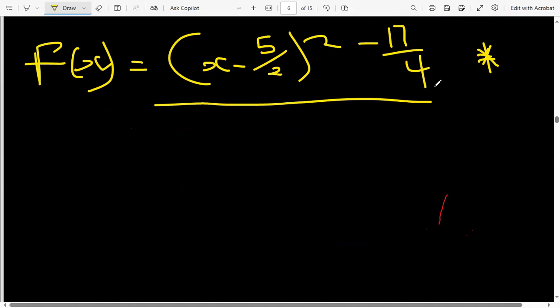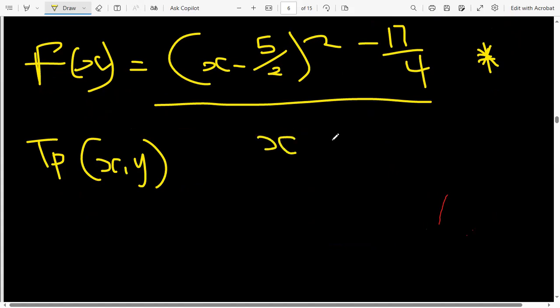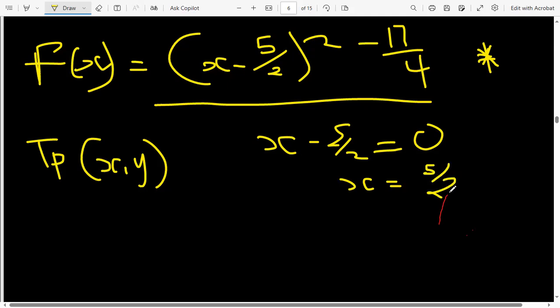So how do you get your turning point from here? A turning point, guys, remember it's a coordinate. It's just x, comma y. How do we get the x coordinate of a turning point? How do we get the y coordinate? For the x coordinate, you take whatever you have in these brackets, equate it to 0 and then solve for x. So x minus 5 over 2 is equal to 0, meaning x is equal to 5 over 2.